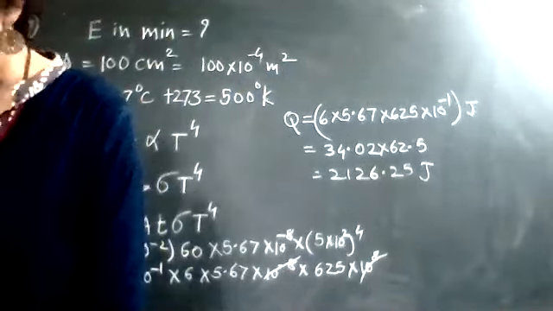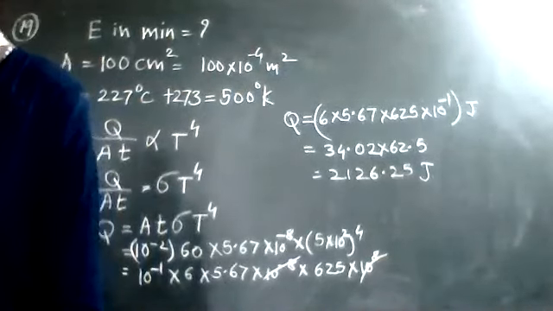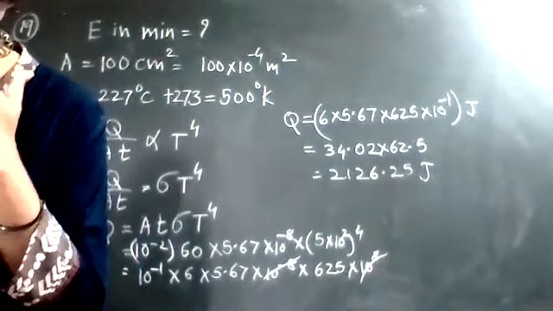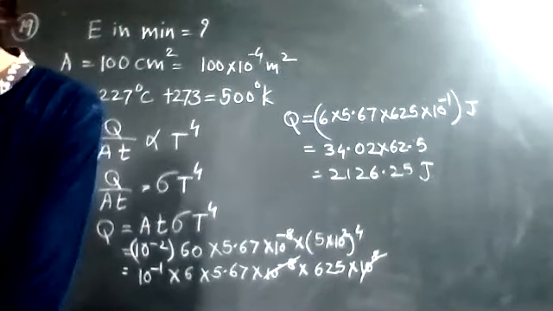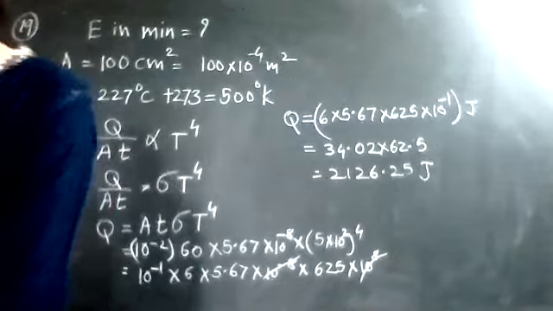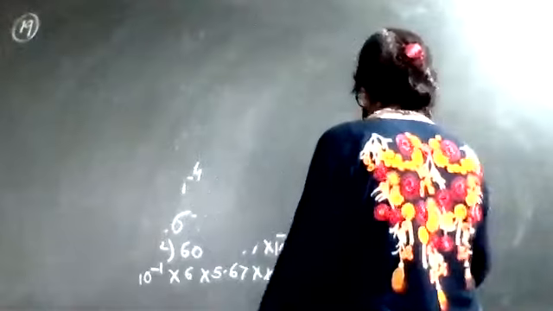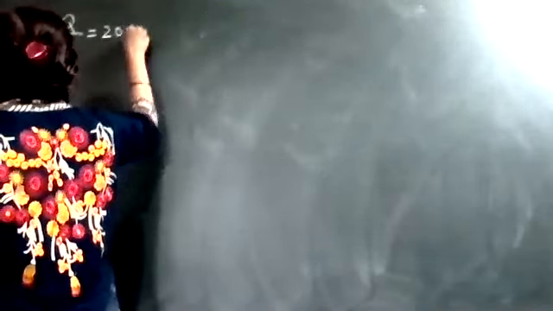In problem number 20, you have to calculate the energy emitted from the hole in an electric furnace at the rate of 20 watt when the temperature of the furnace is 727 degrees Celsius. Then what is the area of the hole? And you have been given the Stefan's constant. Here you have been given the power, energy per unit time. So an energy rate of 20 watt means energy per unit time is given. It is given 20 watt.